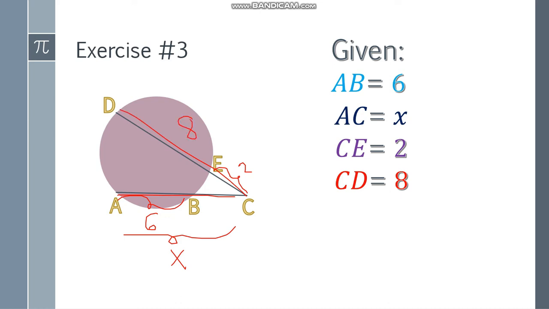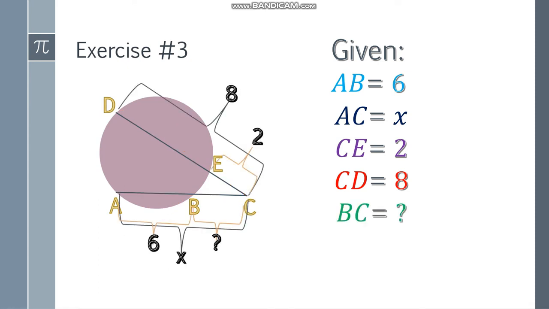Okay, so we have the two secants, the measure of the whole secants. However, we don't have BC. How are we going to find it? For BC, we have x minus 6. Remember, the whole measure of this secant AC is x, and the other part of its secant is 6. So to find this one, you just subtract. That will be x minus 6.